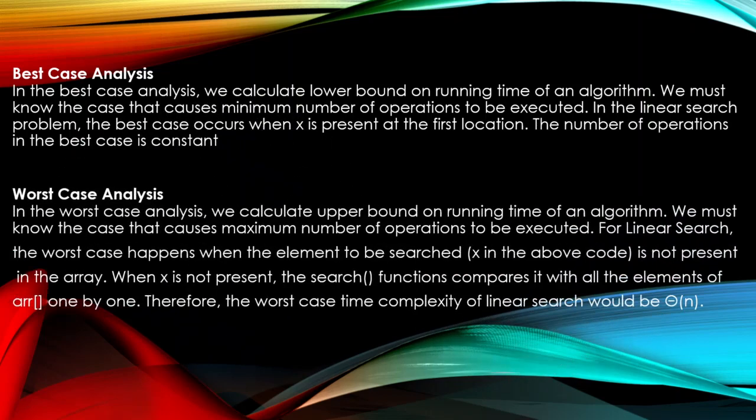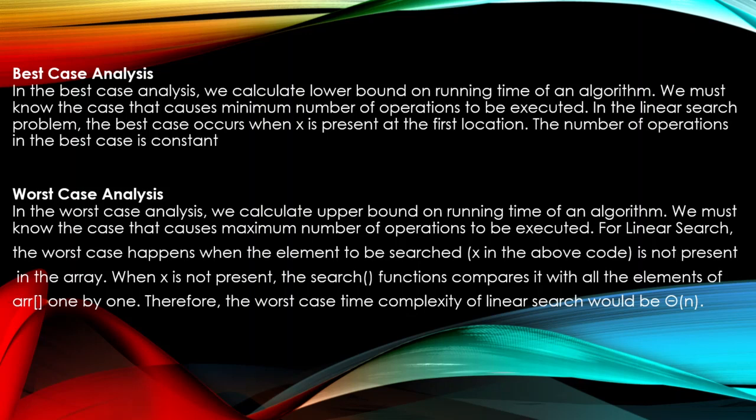What is worst case? In the worst case analysis, we calculate the upper bound on the running time of an algorithm. We must know the case that needs the maximum number of operations to be executed. For linear search, the worst case happens when the element to be searched is not present in the array. When X is not present, the search function compares it with all the elements of the array one by one. Therefore, the worst case time complexity of linear search would be theta n.